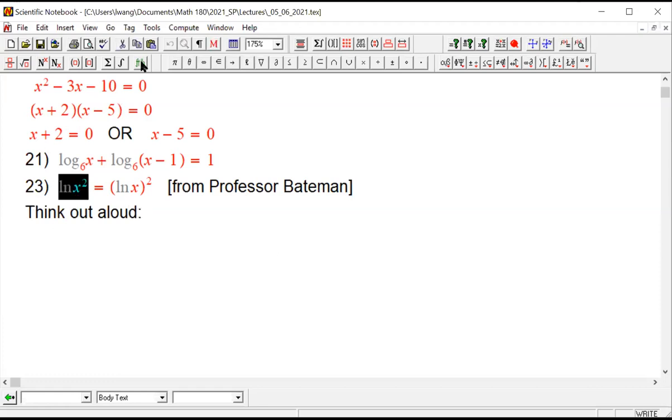This expression means ln x times x. And the other expression means what? It means ln x multiplied by ln x. They are different. They are very different.